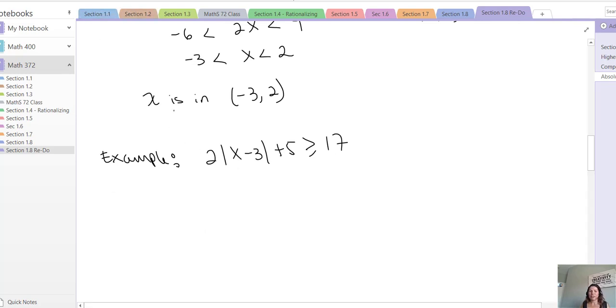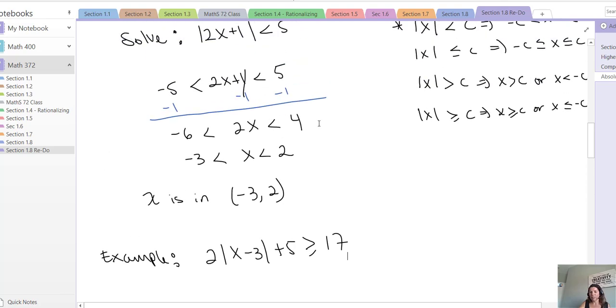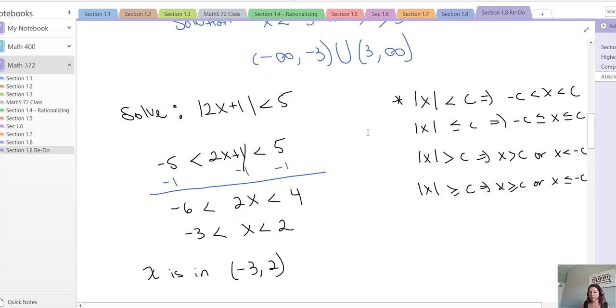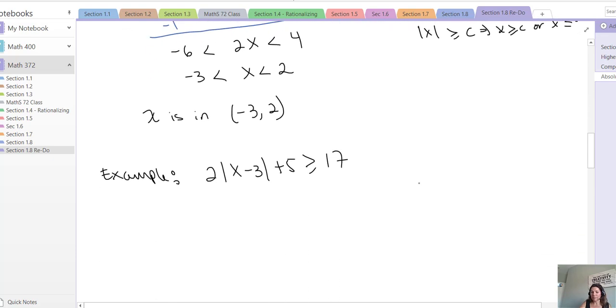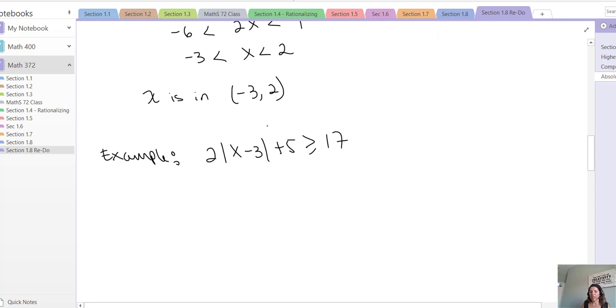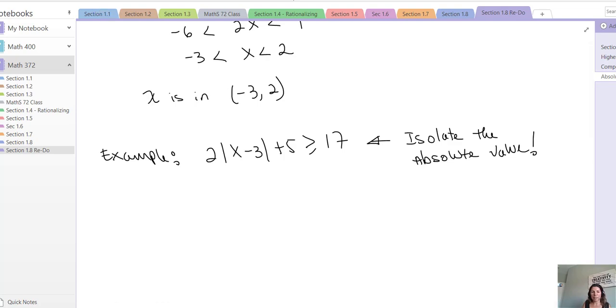So the first thing, notice that we have all kinds of things going on here, but notice that the rules up here only apply when you have the absolute value by itself. So just as in when you solve equations with absolute values, we need to get the absolute value all by itself. So isolate the absolute value. So that's our first step. So that means I want to subtract 5 from both sides.